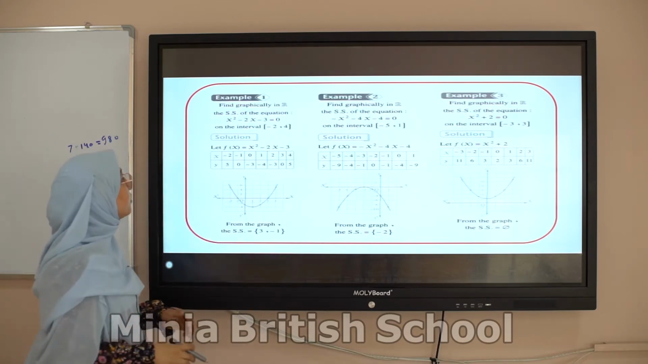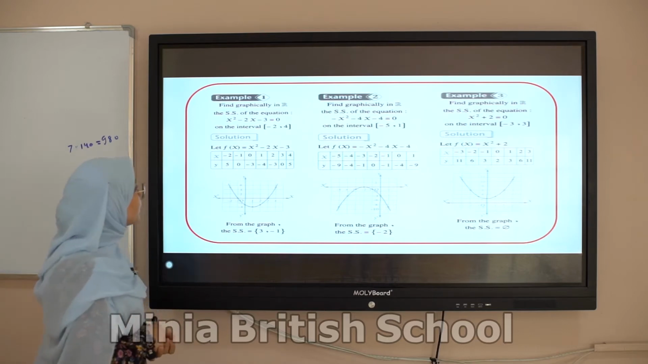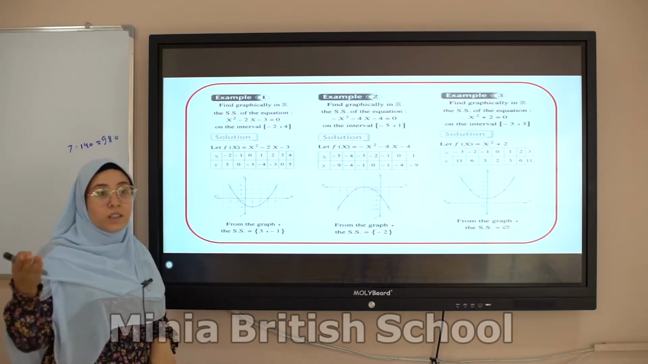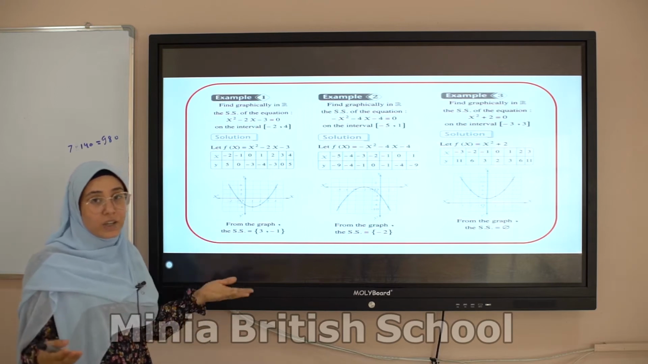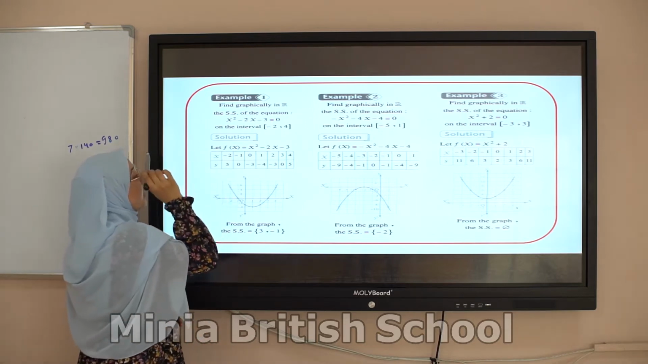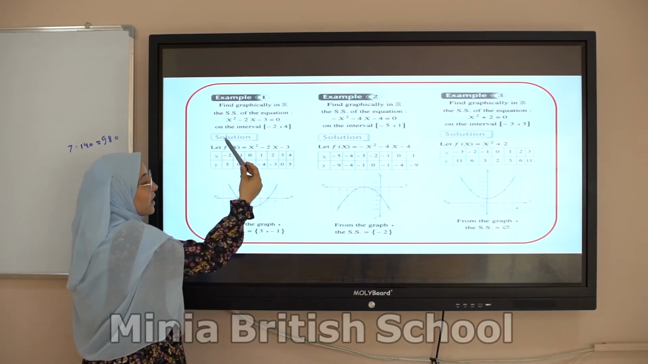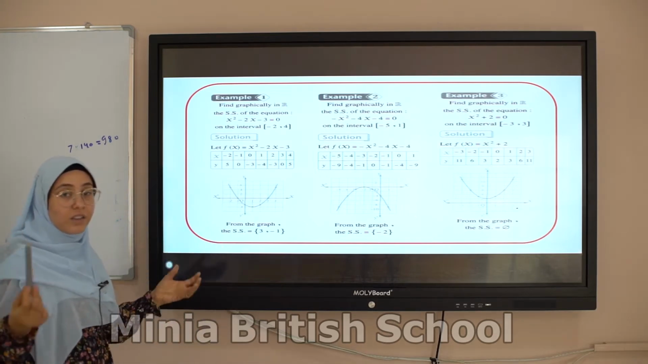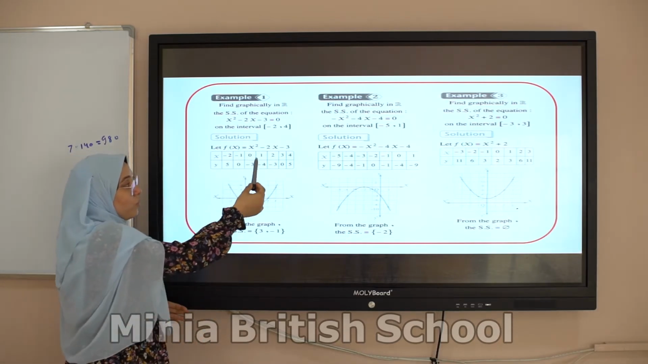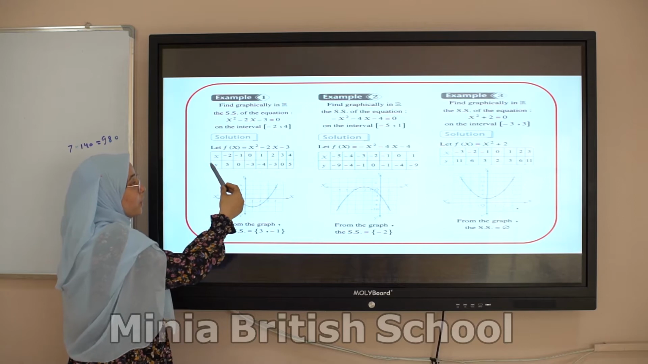For example number one, find graphically in R the solution set of the equation x power 2 minus 2x minus 3 equals 0 in the interval [-2, 4]. We studied before in the first term how to represent the equation of the second degree graphically. You can substitute the integer numbers which belong to this interval as the values of x to get the values of y. The integers in this interval are -2, -1, 0, 1, 2, 3, 4.